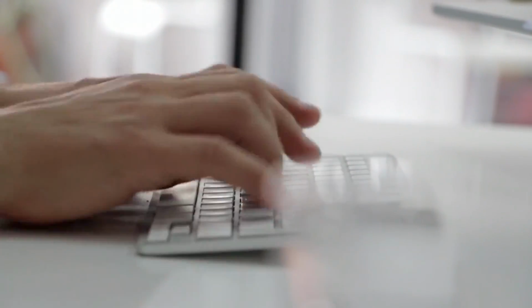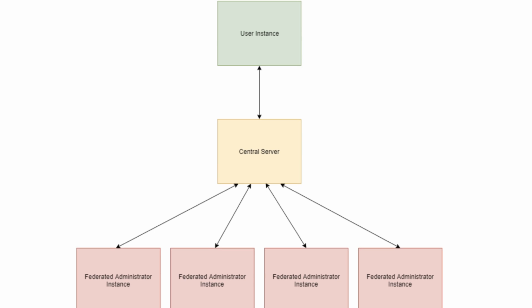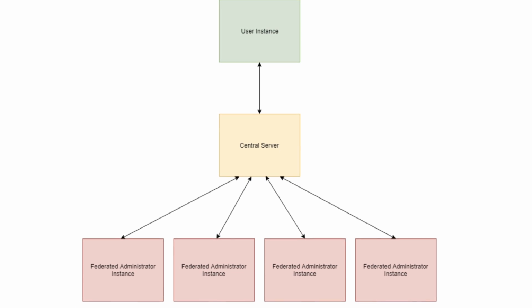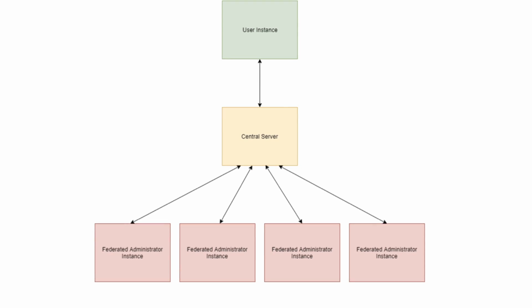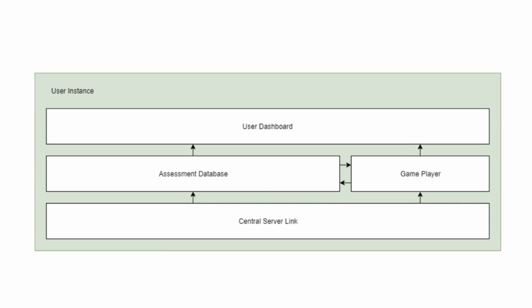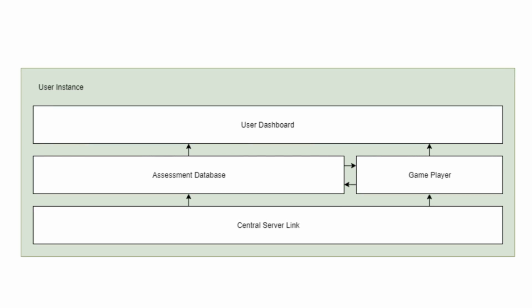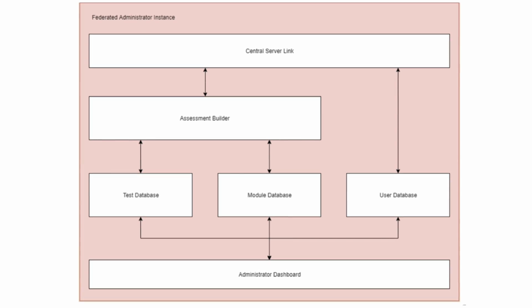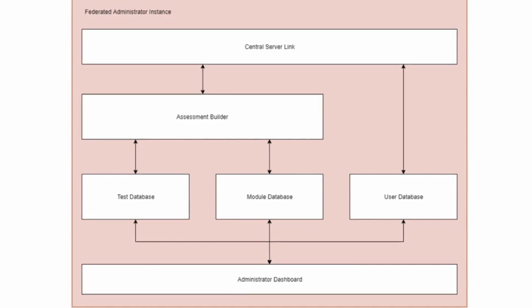The back end of the system will likely be written partially in JavaScript and Python. There will be 3 primary components to this: the user client, the administrator client, and the central server. The way we manage and transport our data will be with a federated design. This means that instead of having a single central server or multiple decentralized independent servers, we will use a hybridized approach. Each administrator will have their own semi-autonomous server, but it will still link to a central server in order to send data to users.